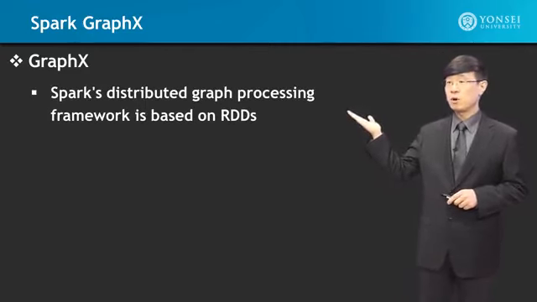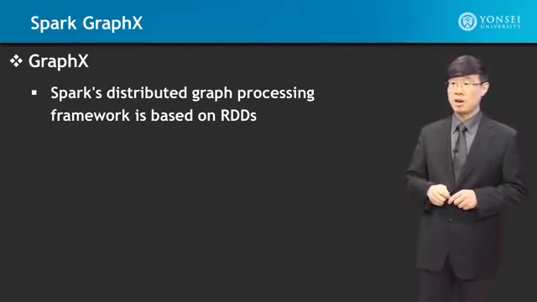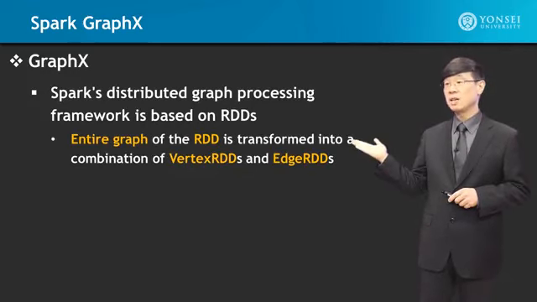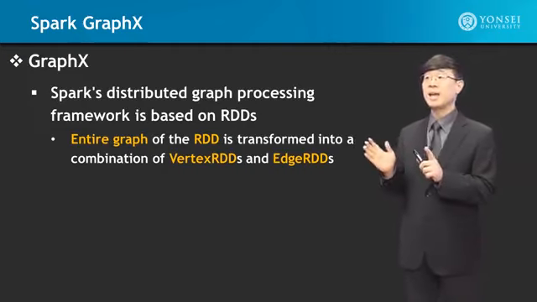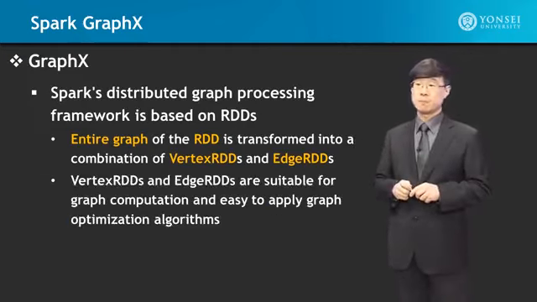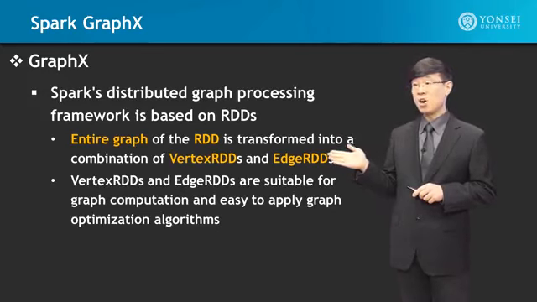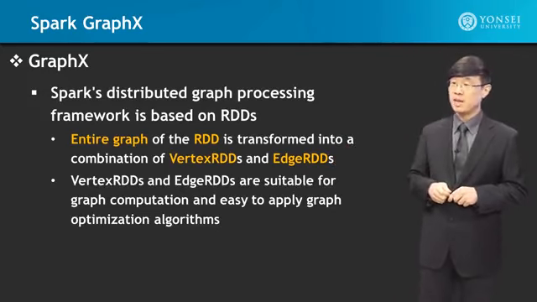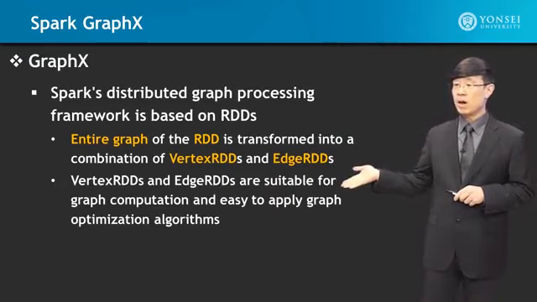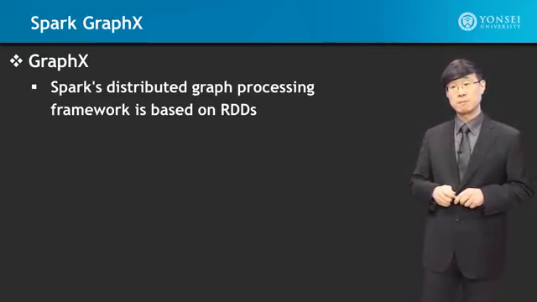Spark's distributed graph processing framework is based on the RDDs, as I mentioned before, where the entire graph of the RDD is transformed into a combination of vertex RDDs and edge RDDs. Vertex RDDs and edge RDDs are suitable for graph computation and easy to apply graph optimization algorithms.